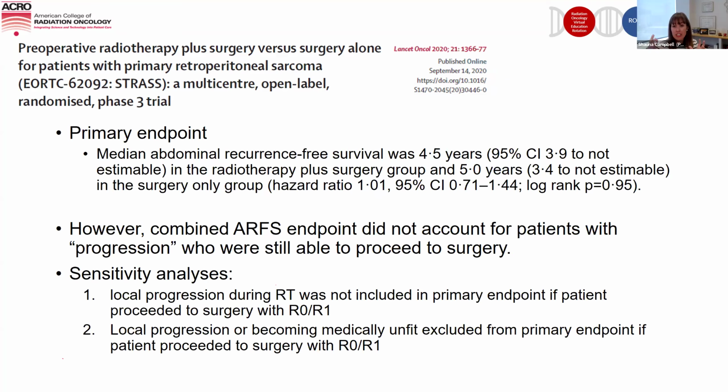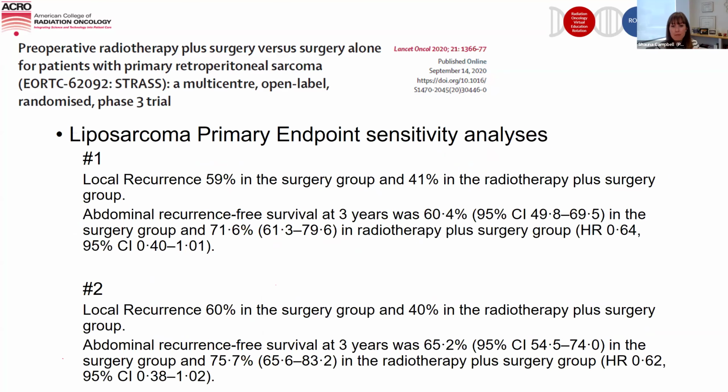If after radiation they were still able to go to surgery and undergo an R0 or R1 resection. Additionally, there was a second sensitivity analysis: if there was local progression or they became medically unfit by criteria, but were still actually able to go to surgery and undergo a complete resection. So this is what we did these sensitivity analyses for. And we'll go to the next slide.